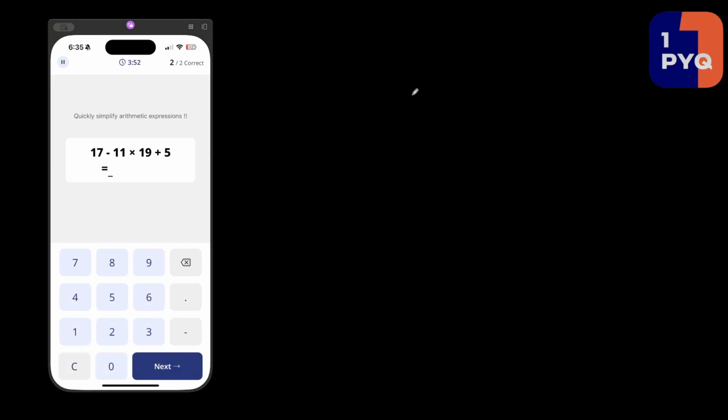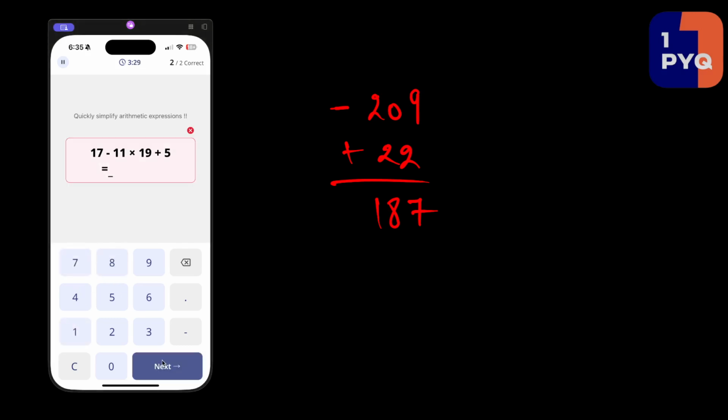11 into 19 is going to be 209. 209 is going to be of minus sign. Then we have a plus 17 and a plus 5, so it's going to be a plus 22. I have to subtract both of them. So 187 is going to be my answer.